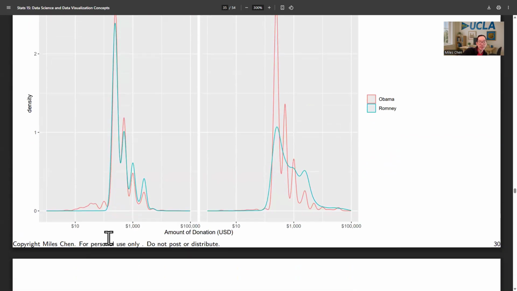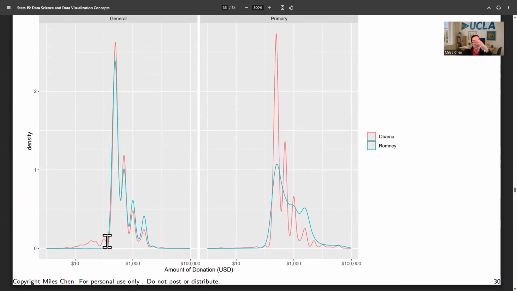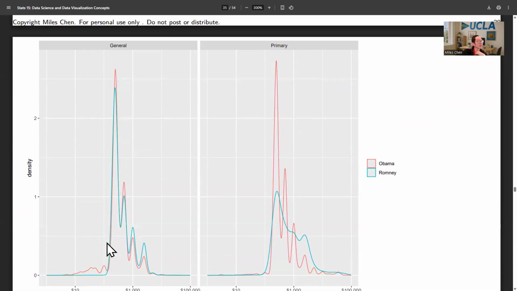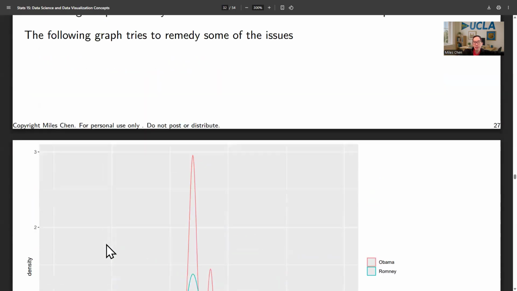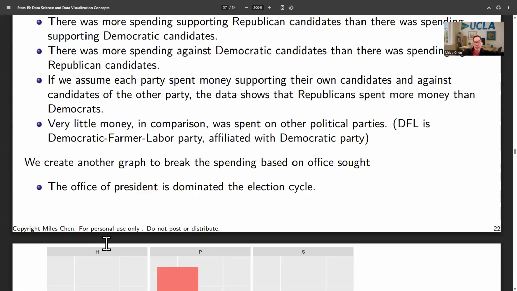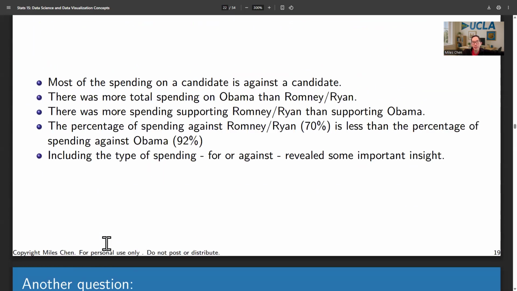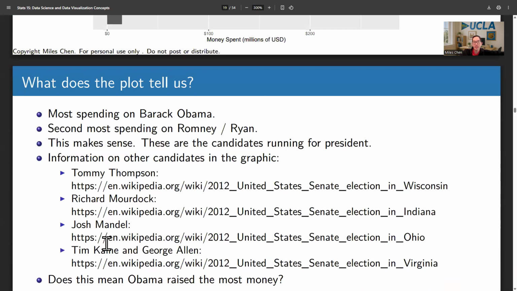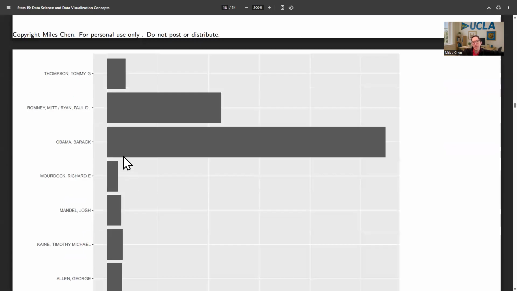Okay, so these are, again, just visualizations that we use to illustrate the idea of exploring your data and really just asking questions. If we remember, we started off in the beginning looking at one variable, and it looks like it's telling us that a lot of money is spent on Obama.